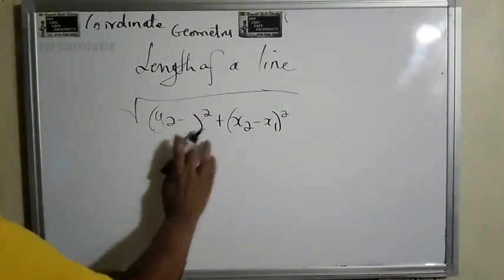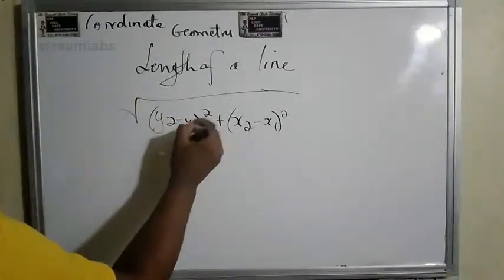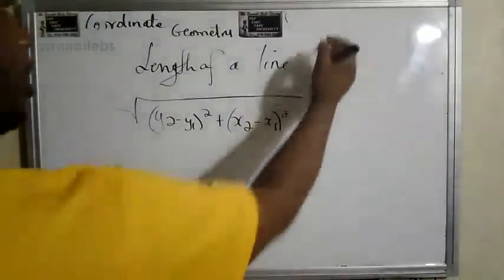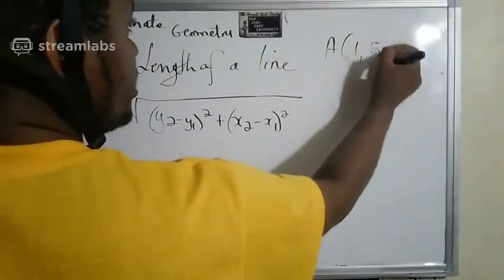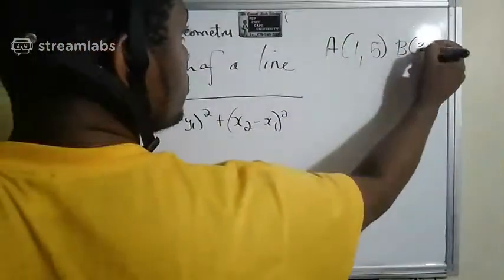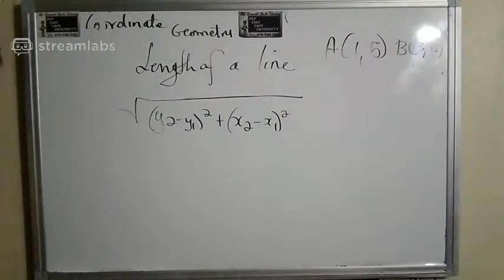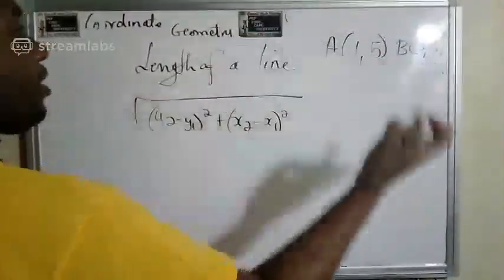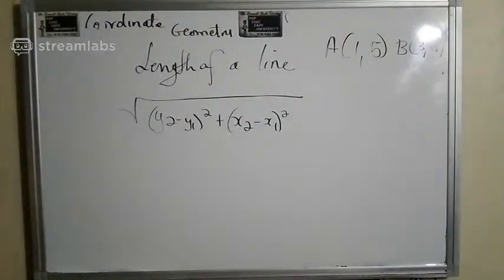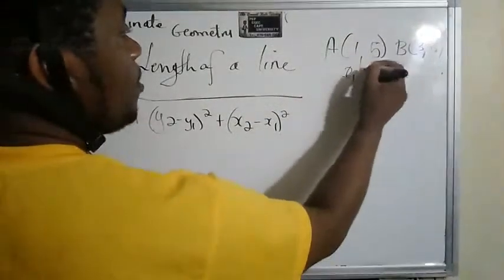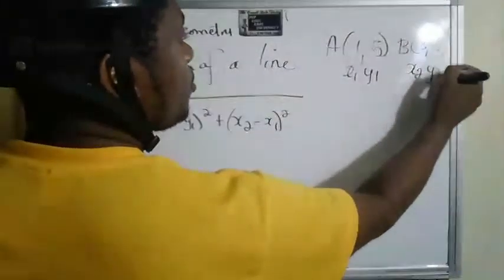This should be y1, sorry. So say we are given these 2 points. We're going to end the live soon. And you're asked to find the length of that line. This alone can give you the length of the line, the gradient of the line, and the equation of the line, the y-intercept. Everything can come from these simple 2 points. So we just put in x1, y1, x2, y2.